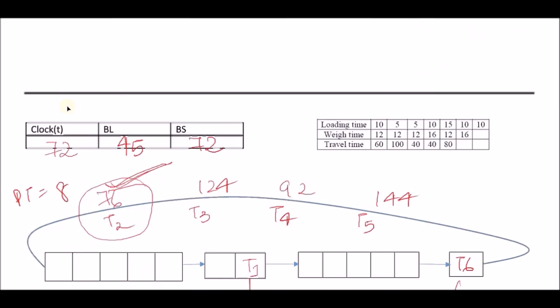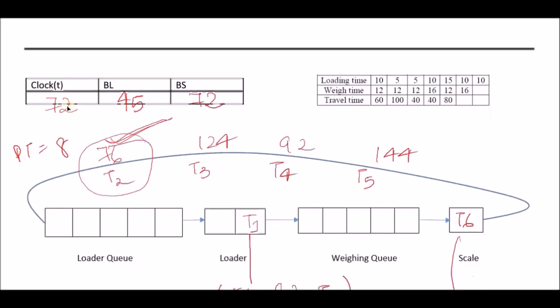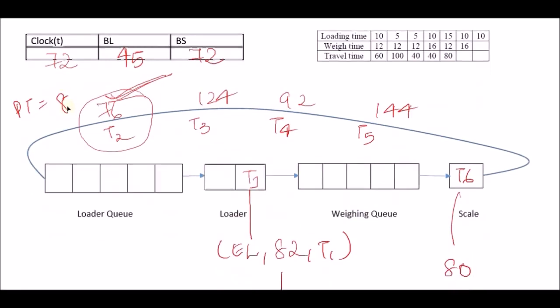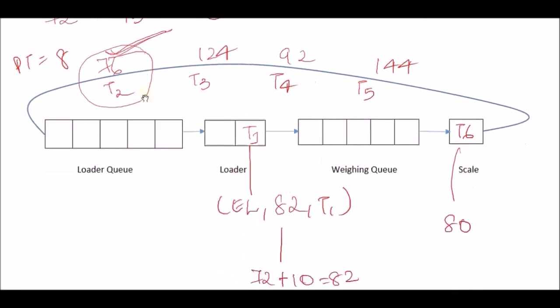So BL is going to remain the same, that is 45, and BS is going to change by 8. So that's going to be 72. Now amongst this, we need to choose the next imminent event. So the next imminent event is going to be 76, right? So with choosing 76, let's see what we get.